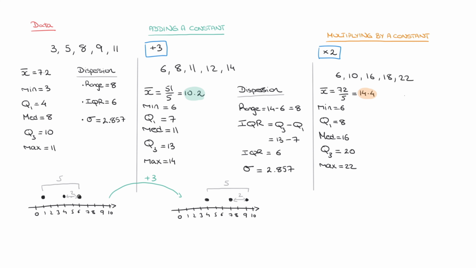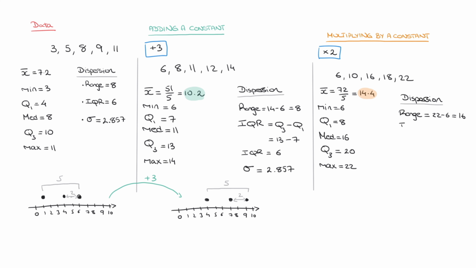But again, what about the measures of dispersion? Well, let's see. The range, remember, equals the maximum value minus the minimum value. So in this case, that will be 22 minus 6, which is equal to 16. And notice that 16 is equal to 2 times the original range we had, which was 8. So the range is definitely affected by multiplication.